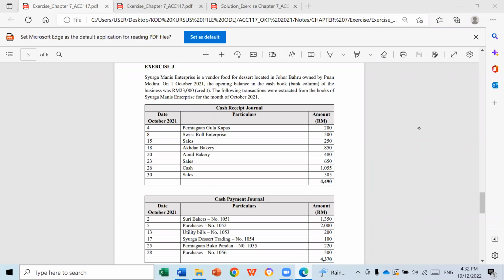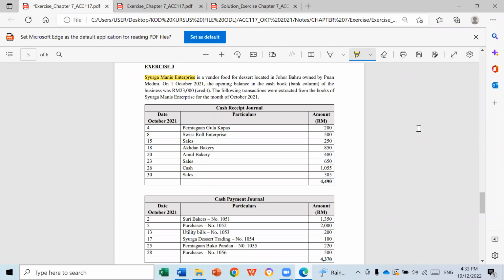So now we are going to try another exercise. This will be our second exercise. The exercise we are referring to is this question, Sugar Manis Enterprise.